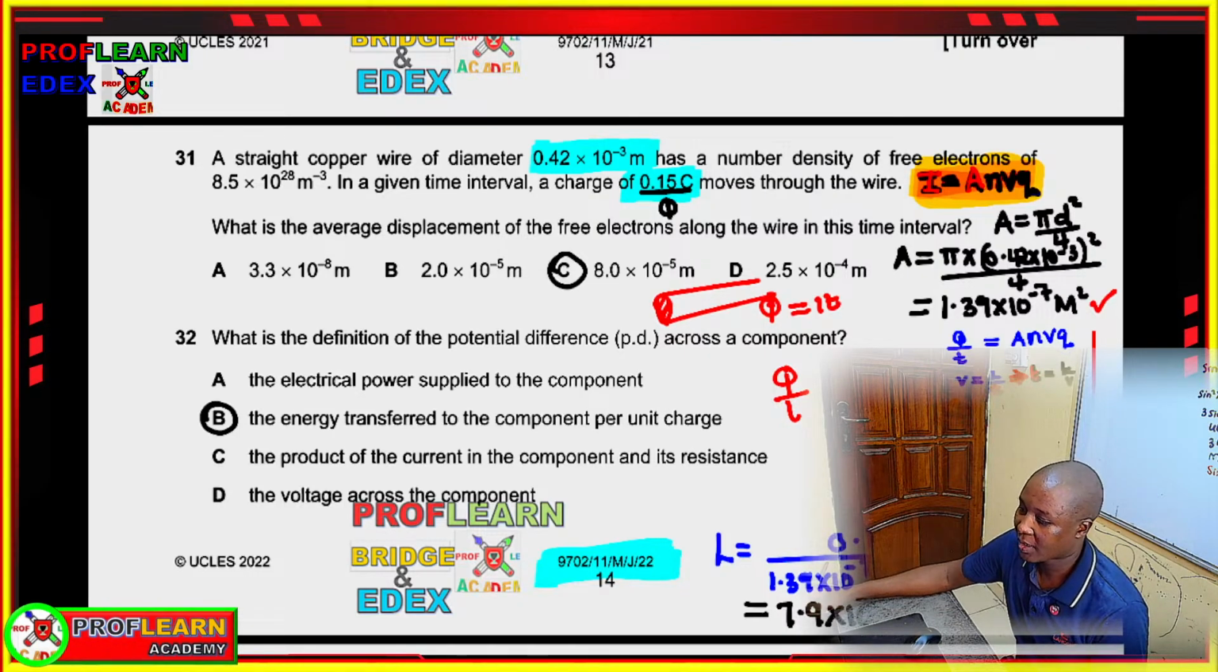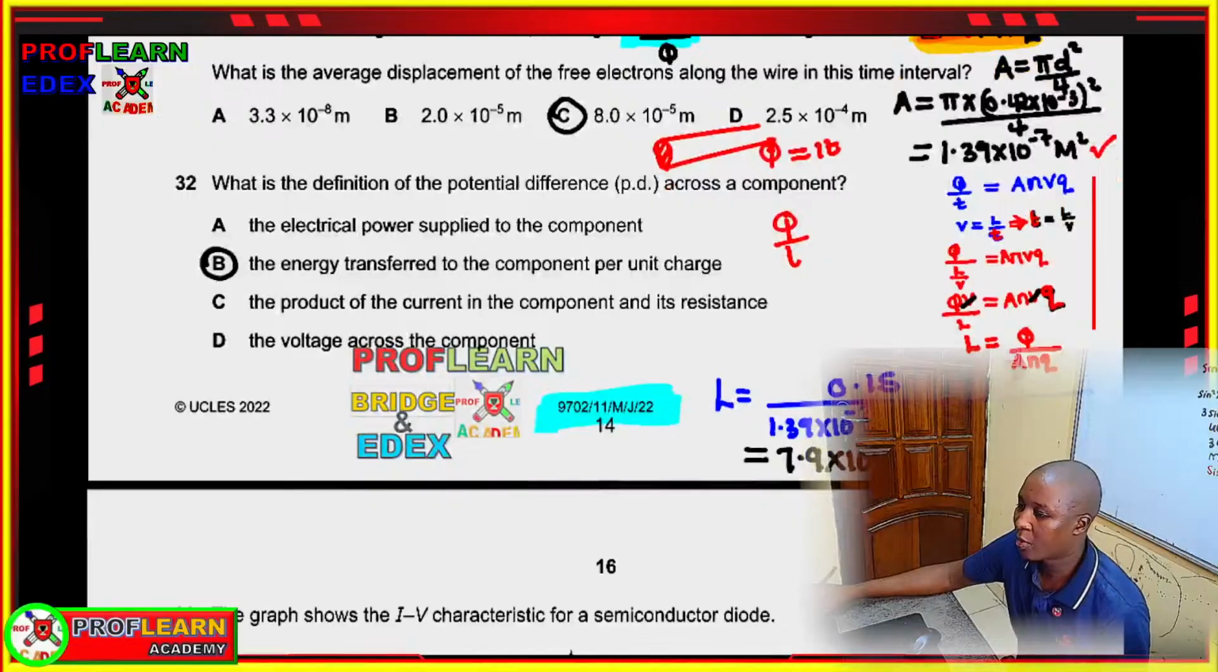So from this point, if you want to get rid of this V, you multiply both numerator and denominator, so we shall have QV over L. QV over L is equal to ANVQ, and V will cancel out. We are going to remain with L equals charge over cross-sectional area over NQ.